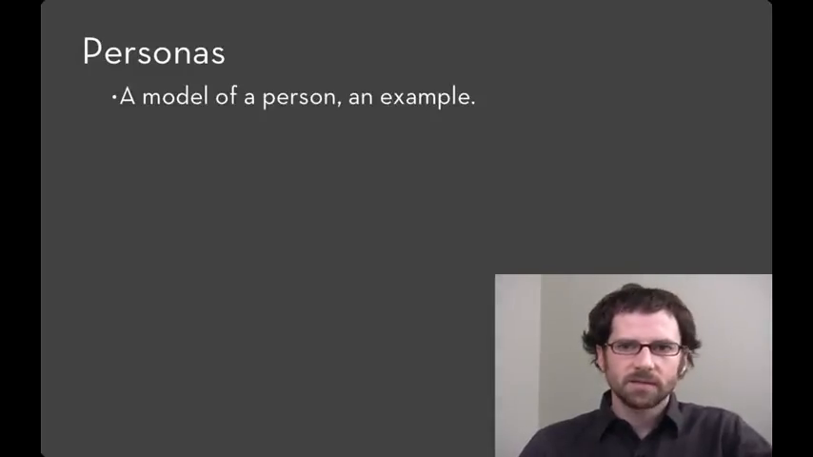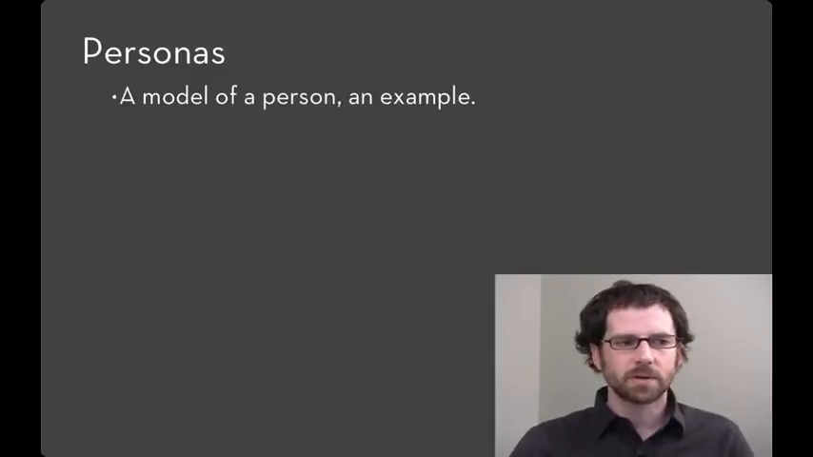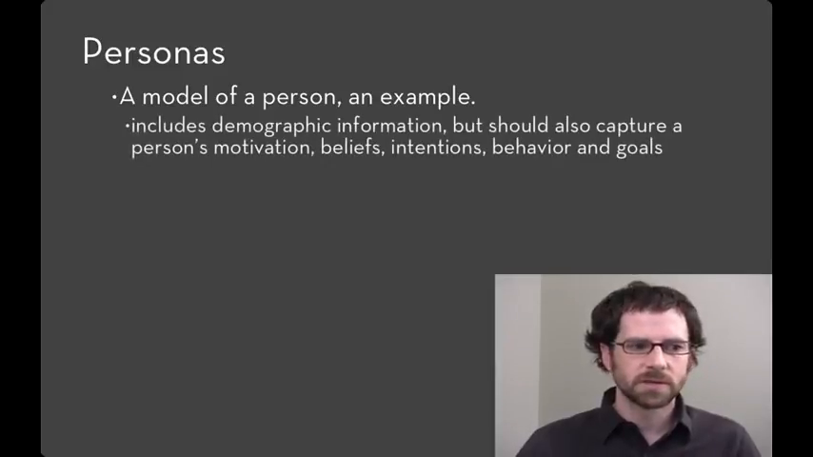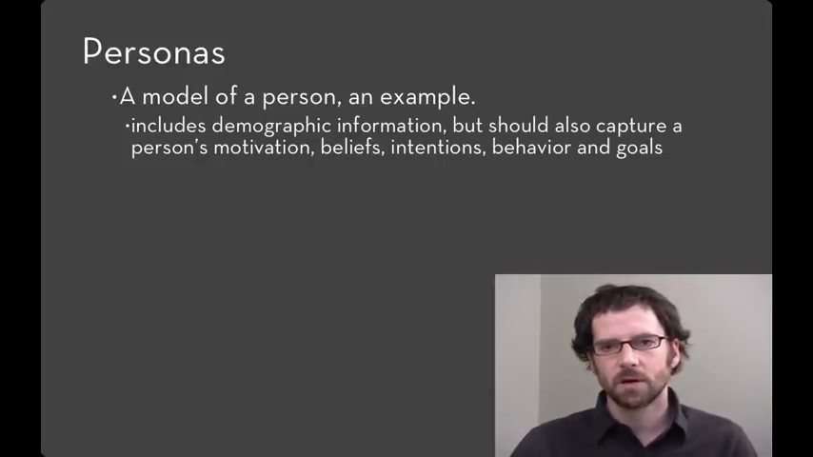So a persona is kind of a model of a person. They're an example. They're not any one human being, but they are concrete. So a persona is going to include demographic information and also their motivation. Why do they want to use the system that you're creating? What would make them not use it? What are their beliefs? What are their intentions? What are their behaviors and what are their goals?